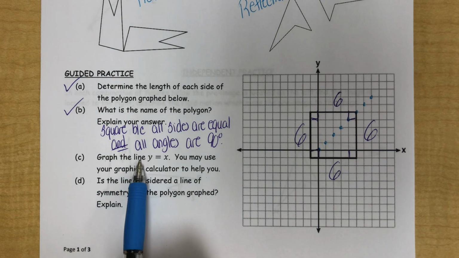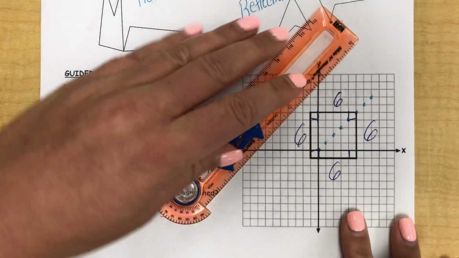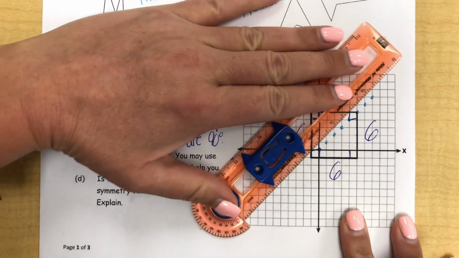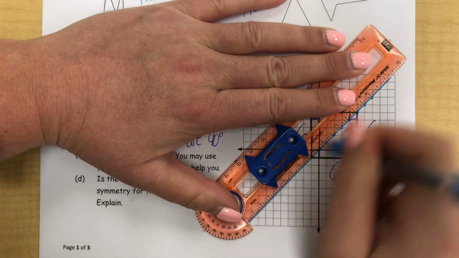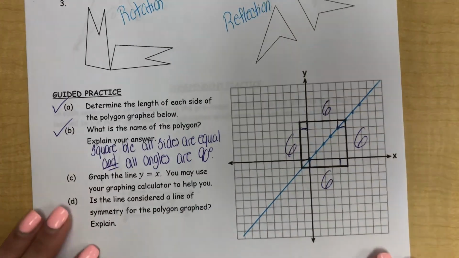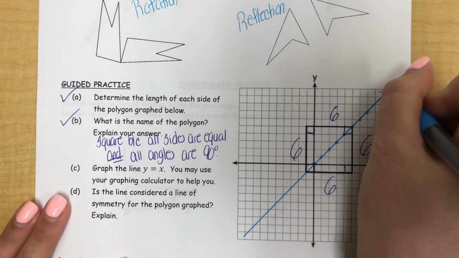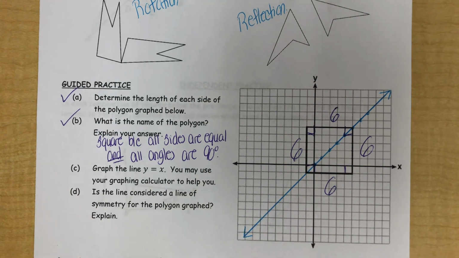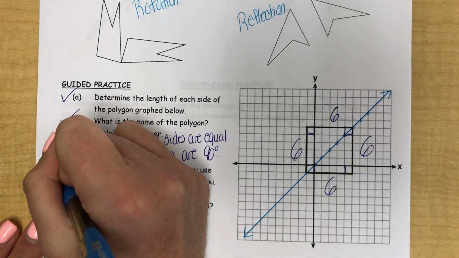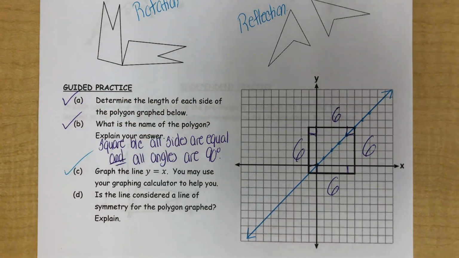So if I want to graph this line, I know lines go on forever, so I'm just going to take my handy dandy ruler here. I'm going to line it up nice and careful, and I'm going to draw in that really nice, straight line. Again, lines go on forever, so I'm going to include arrows on both ends. So again, part C said graph that line. We graphed it. We are now done.